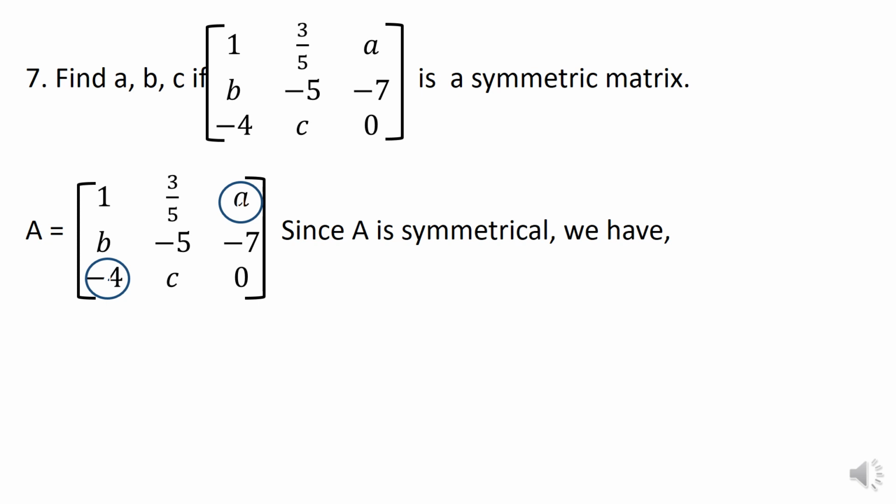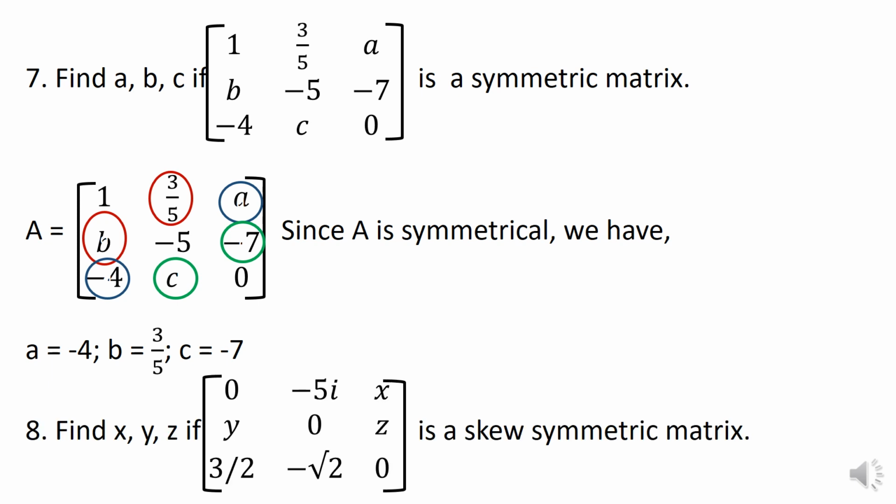Similarly, b, which is the element present in the second row first column, that is A21, is the same as the element present in the first row second column, that is b is 3 by 5. Similarly, c is minus 7. Thus we have the answer given here.